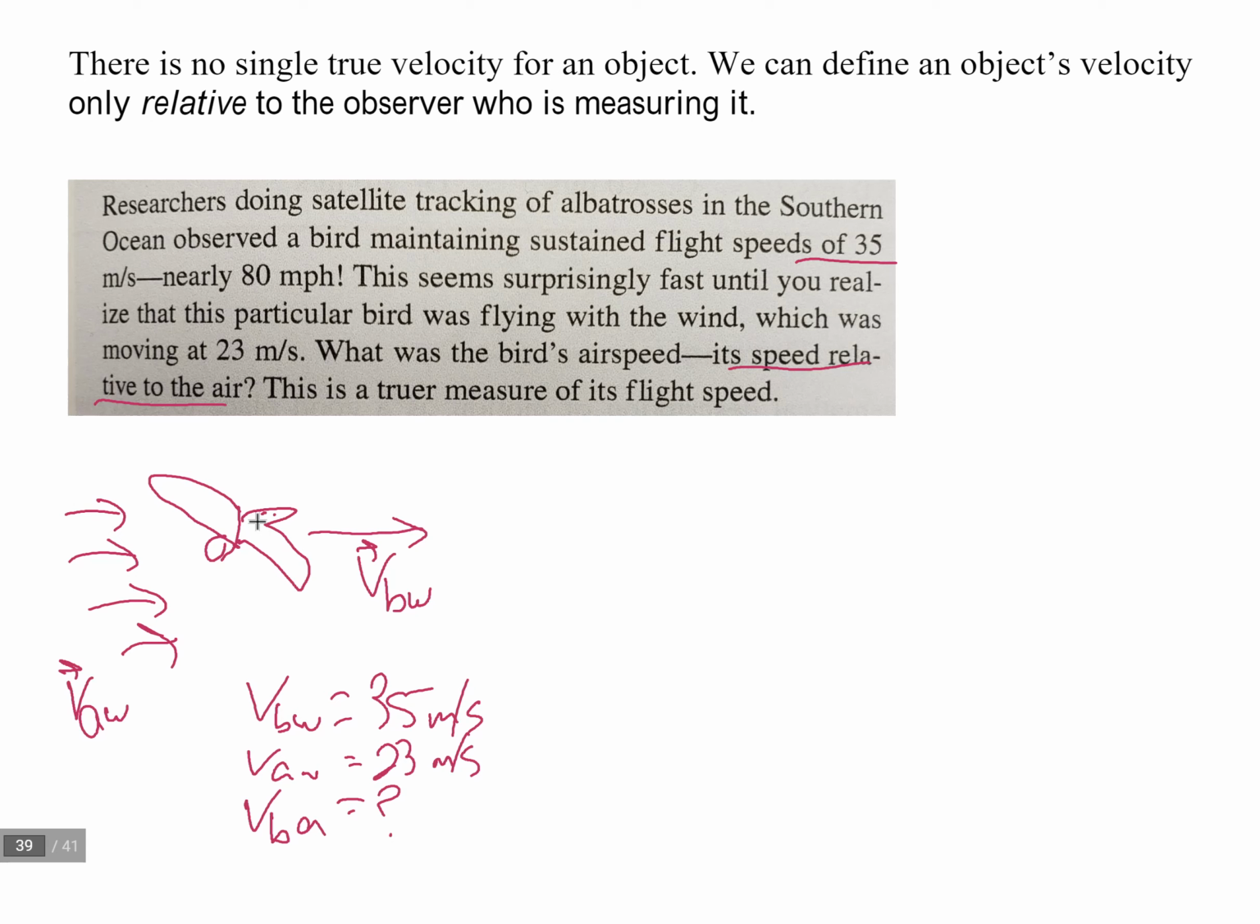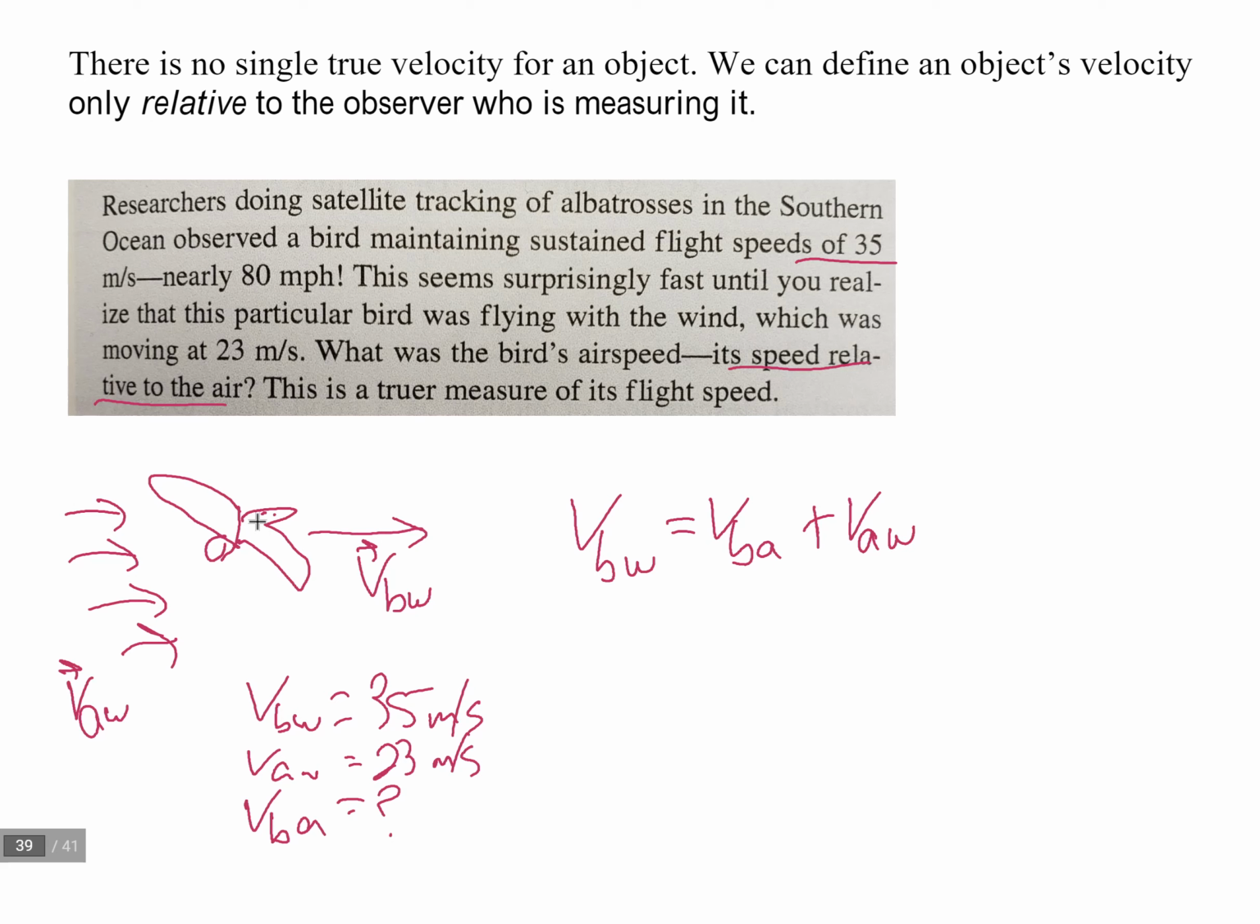What we do is we say the velocity. This type of equation is going to be set up pretty much like this all the time. So the velocity of the bird relative to the water is equal to the velocity of the bird relative to the air plus the velocity of the air relative to the water.